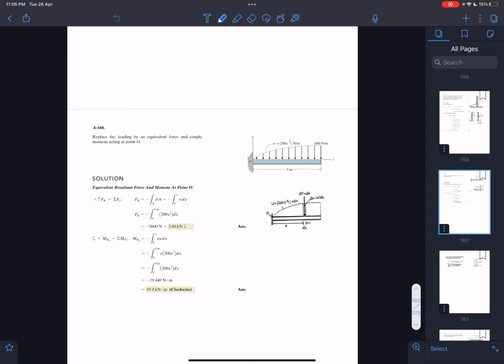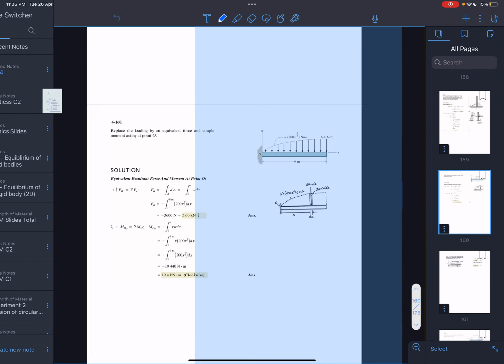Alright guys, مثل ما وعدتكم راح احل لكم مسألتين عن الانتجريشن حق الديستريبيوتد لود. خلينا نبدأ بالأولى. نبطل النوتس static C2.